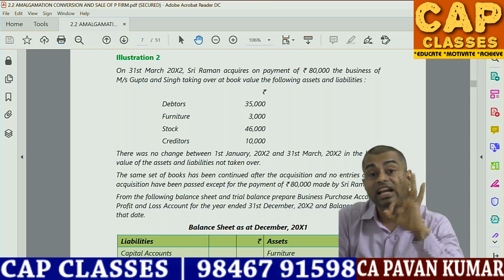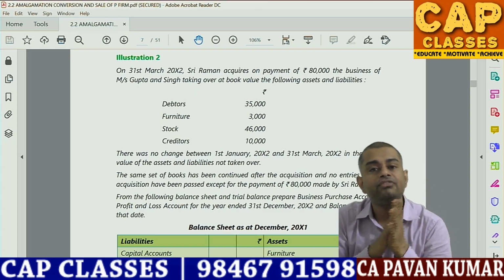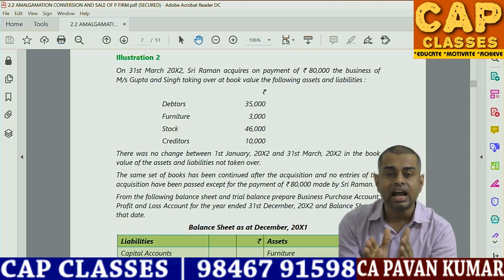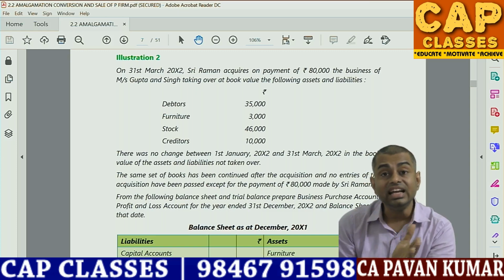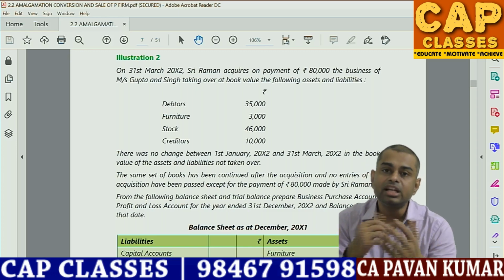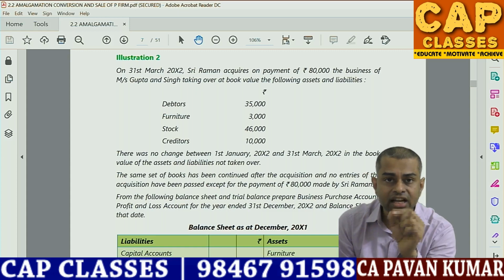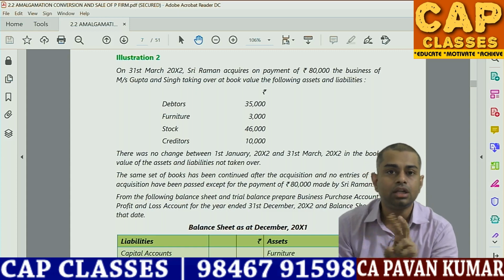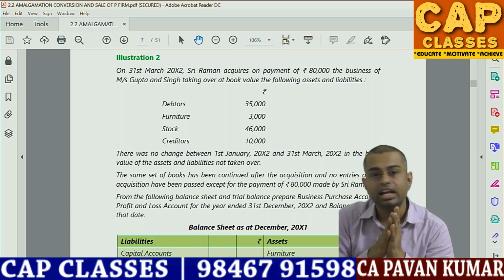So for these 3 months, whatever the profit is, we need to calculate. How can we calculate profit for these 3 months? Simple. We will calculate net assets as on 1/1/2012, and we'll calculate net assets as on 31/3/2012. The increase in the net assets is nothing but the profit. Imagine net assets on 1st Jan is 100 rupees and net assets on 31st March is 120 rupees. The 20 rupees is profit for these 3 months. That's all. Like that we calculate profit for the 3 months.